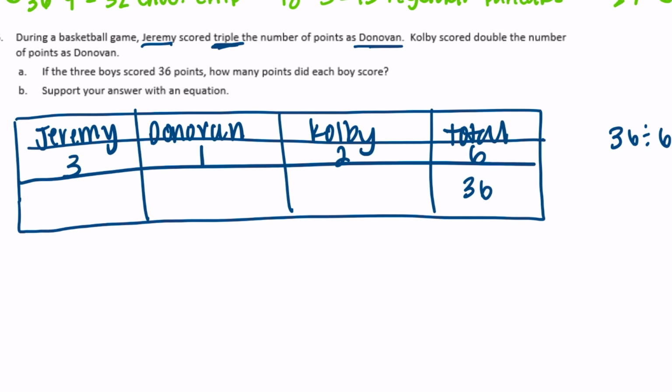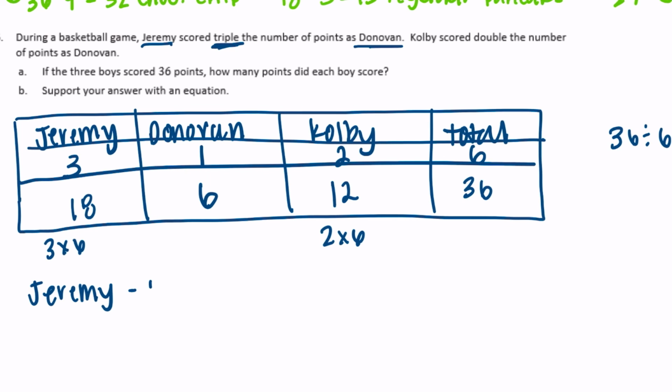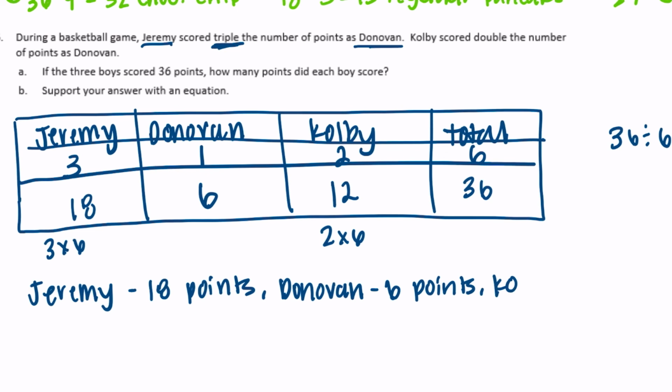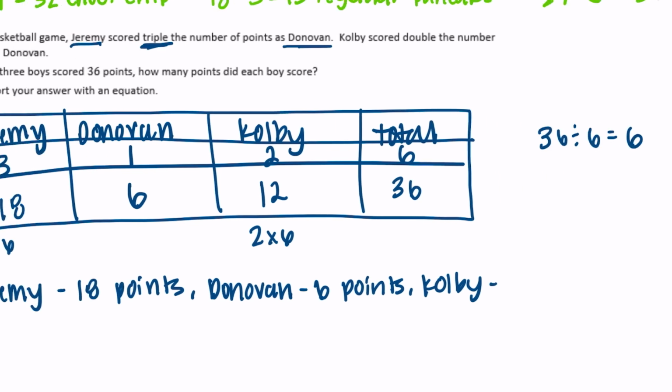So if Donovan scored 1 part, that would be 6. 2 times 6 would be 12. So Colby scored 12 points. And then 3 times 6 is 18. So Jeremy scored 18 points. So Jeremy, 18 points. Donovan, 6 points. Colby, 12 points.